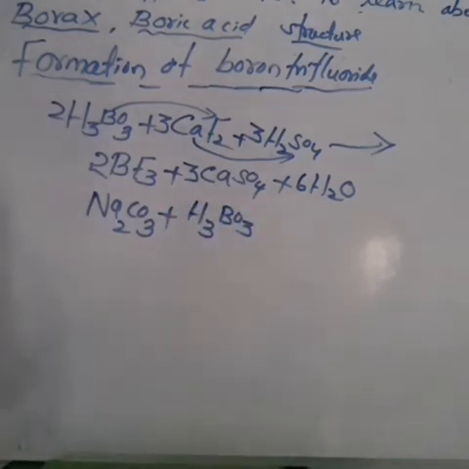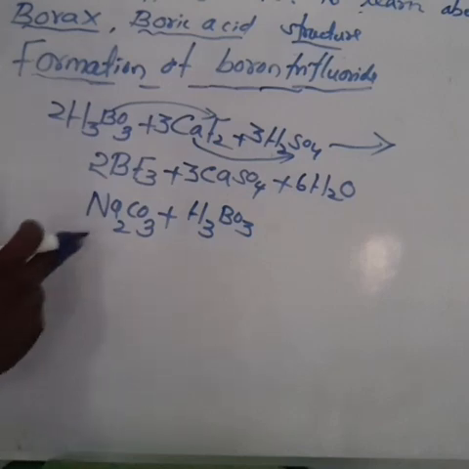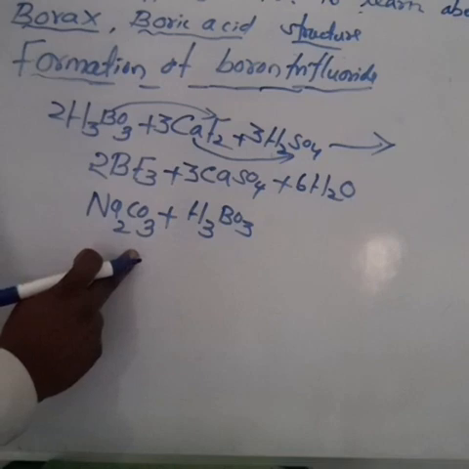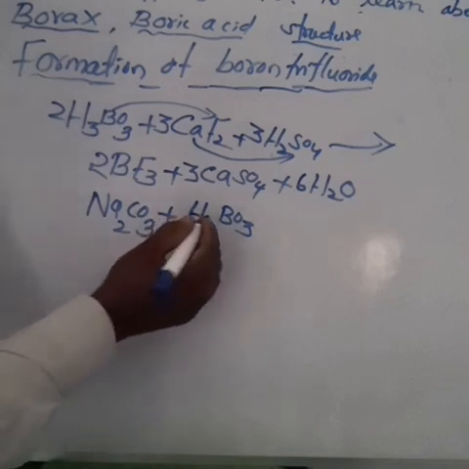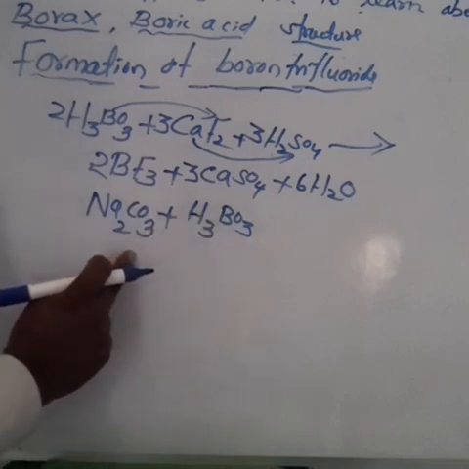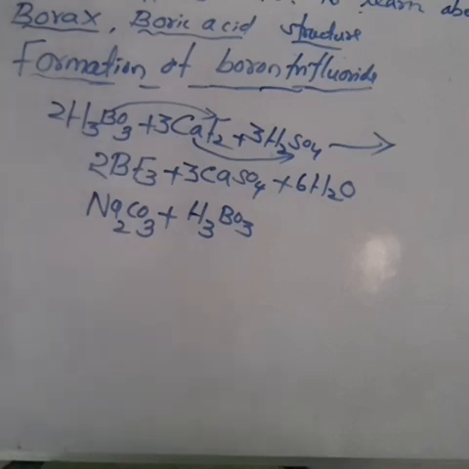H3BO3. Boric acid reacts with sodium carbonate. What is the formula for sodium carbonate? Na2CO3. What is the formula for boric acid? H3BO3. Yes or no, my dear children?